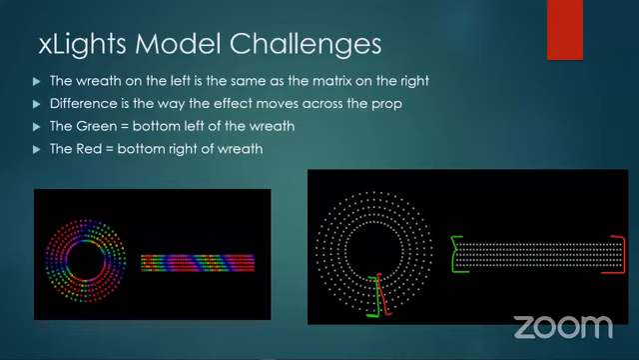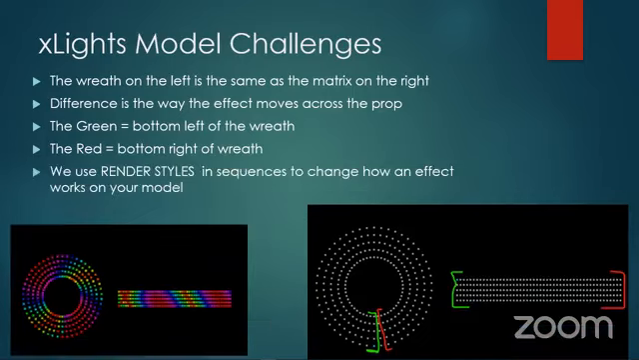I can give an example of this later if somebody reminds me, the difference between a matrix and a megatree, how differently things can slightly look just because of their orientation. So one of the things that we can consider doing, as a sequencer, is we use render styles in the sequence to change how an effect works across your models.